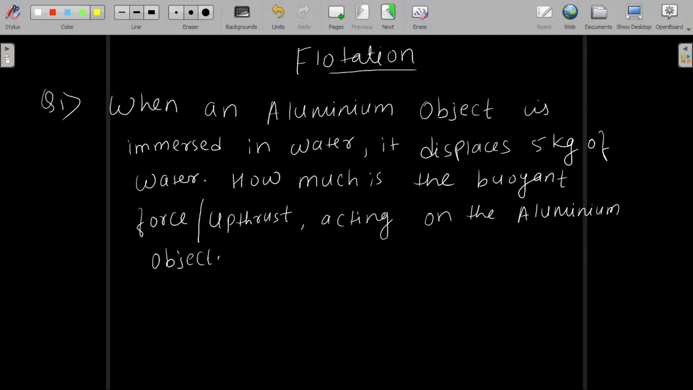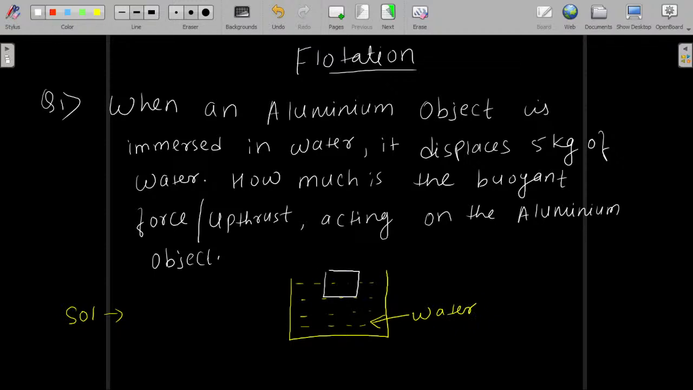How to solve this question? You know the Archimedes principle. So first, what is given here? Aluminium object is immersed in water. It displaces 5 kg of water. Suppose this is a container. Draw it. It contains some liquid. Which liquid is it? It is water. So suppose the aluminium object is immersed inside this. Immersed means we are dipping it inside, we are immersing it.